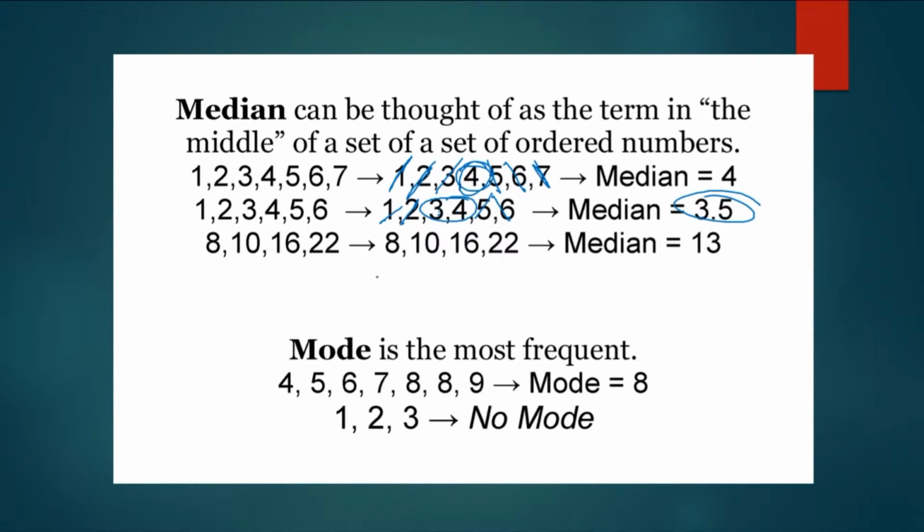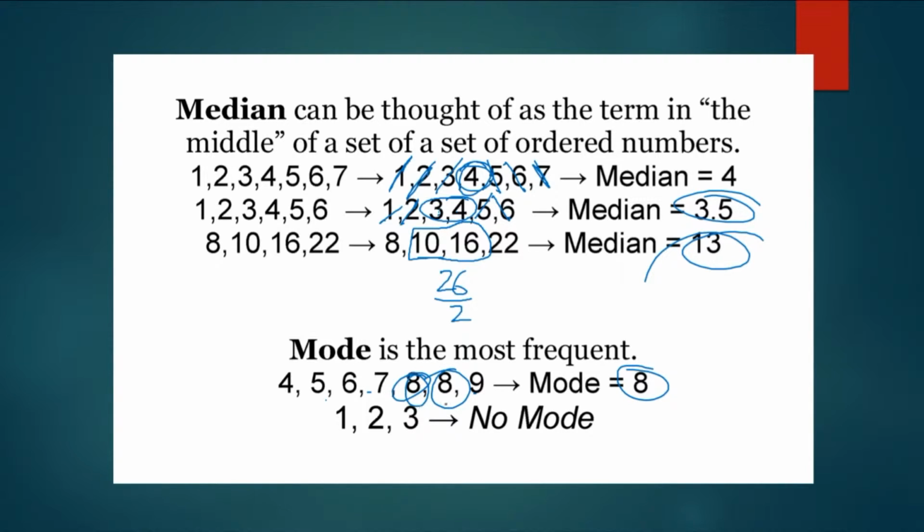Next up, if it's some sort of a regular system, again, it's going to work. 10 plus 16 is 26. 26 divided by 2 is, again, 13. Mode is the most frequent. So in this situation, 4, 5, 6, 7, 8, 8, 9, the mode would be 8. There are 2 8s in there.